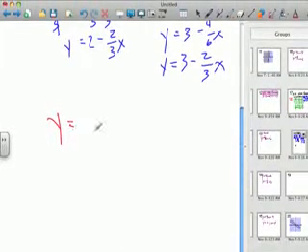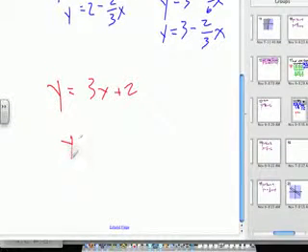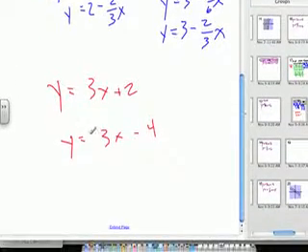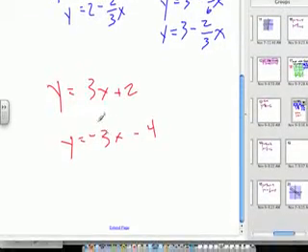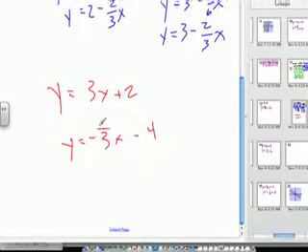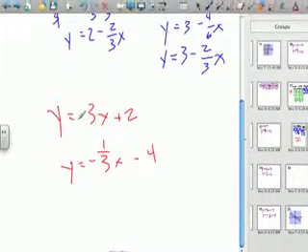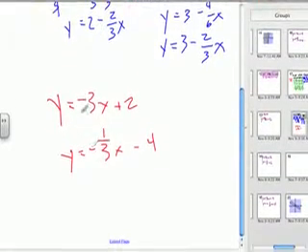So let's try this again. Y equals 3x plus 2. Y equals 3x minus 4. These are parallel because the x's are the same. If I put a negative here, these are not parallel. They're not perpendicular either. For them to be perpendicular, the fractions and the signs have to be opposite. See, that's perpendicular. Then this is neither parallel nor perpendicular because the signs aren't opposite.